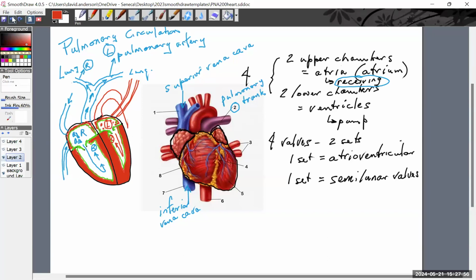Actually, let's take that out of there. We're going to just tuck in behind here. Anybody know what this vessel is going to be called? Aorta? That's right, the aorta. So it's the large blood vessel that leaves the left side of the heart carrying oxygenated blood to the cells and tissues of the body. So that becomes the systemic circulation.